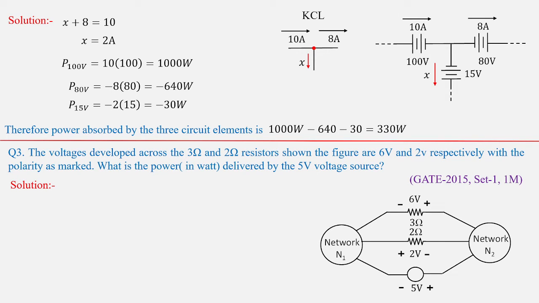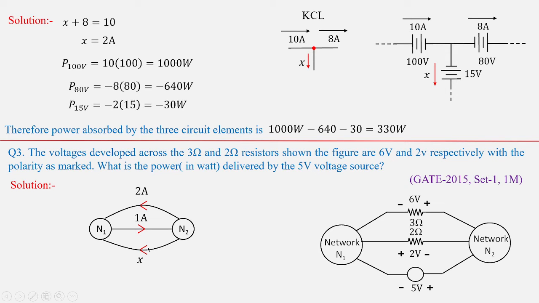So the solution starts with network 1 and network 2, where you can see here 2 volts and 2 ohms. If I assume the current to flow from network 1 to network 2, then the current would be 2 volts divided by 2 ohms, which is 1 ampere, and similarly 6 volts divided by 3 ohms from network 2 to network 1 would be 2 amperes. And let us assume that X is the current flowing from network 2 to network 1 in the 5 volts source, that is X amperes. We need to find out the value of this particular current.